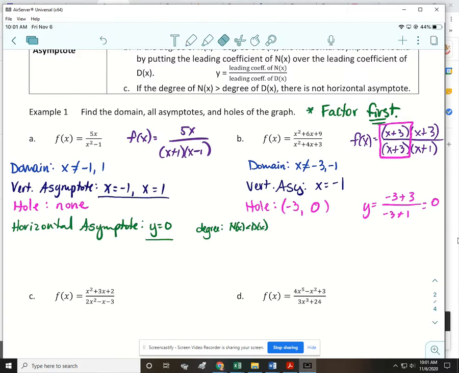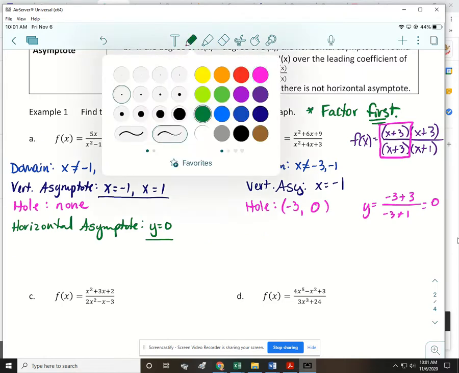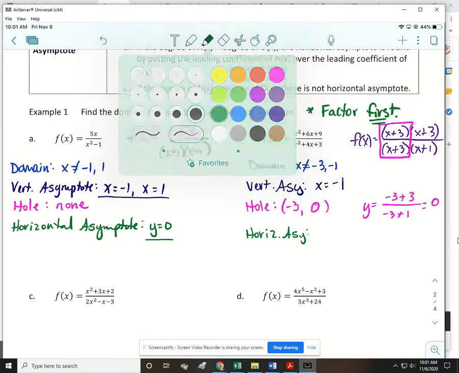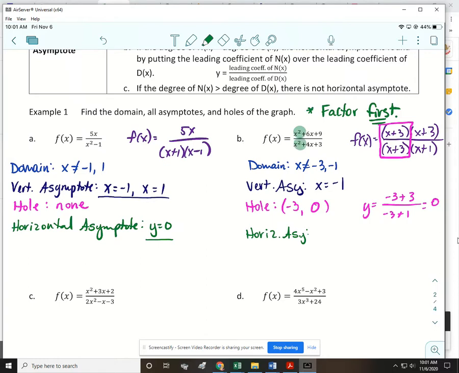Now, I wrote this over too far. So let's talk about the horizontal asymptote. We look at the degree. The degree of the numerator is 2. The degree of the denominator is 2, so they have the same degree. So that means we're going to do the leading coefficient of the numerator over the leading coefficient of the denominator, or just y equals 1.